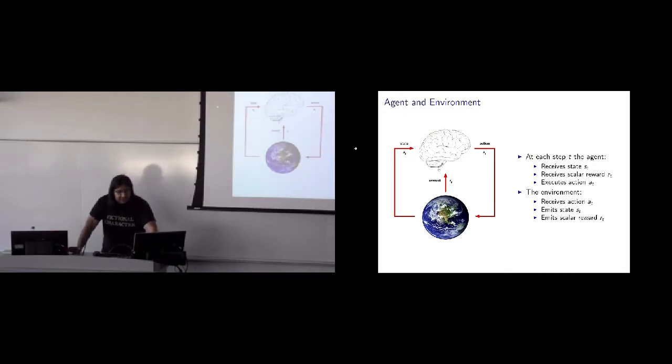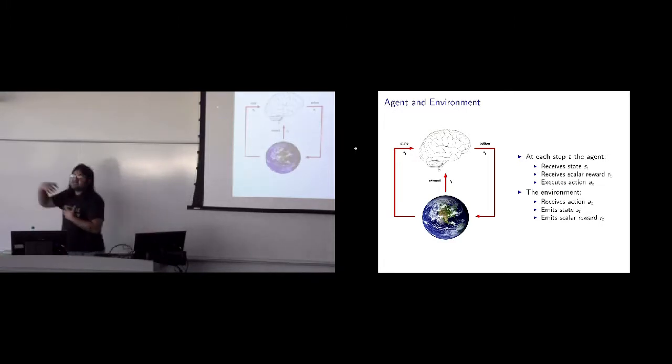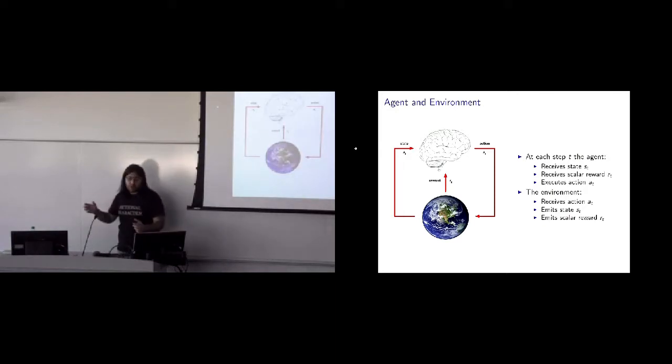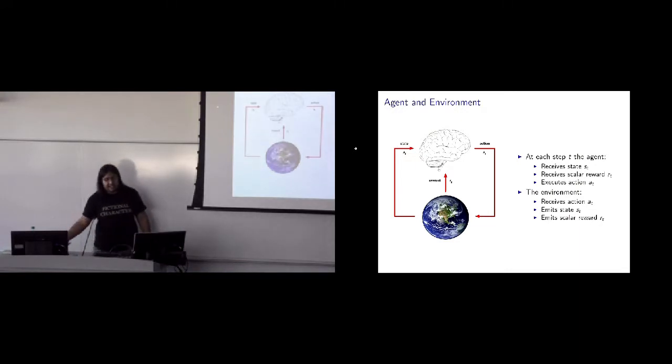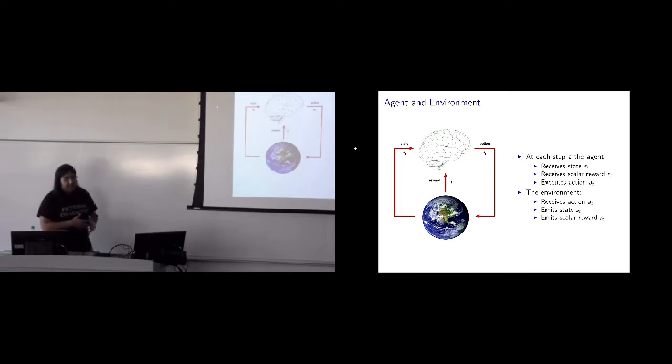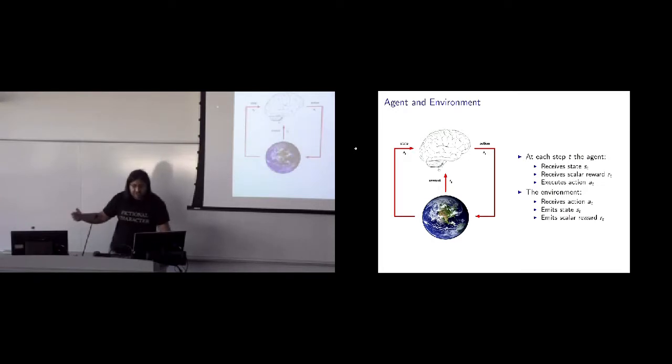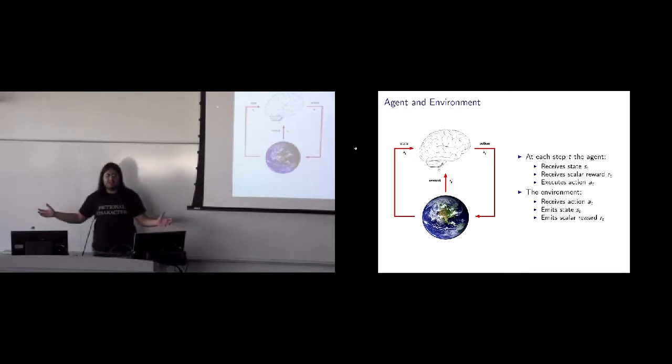We know that in RL, there's an agent and there's an environment. At each step T, the agent receives a state ST, observes a state ST, sometimes fully, sometimes with noise or an incomplete view of the state, receives a scalar reward RT, and executes an action AT. The environment receives the action AT, emits state ST, which means that it changes its state according to the action that it received and the internal dynamics of the environment, and emits the scalar reward RT. This is the model of the universe in the realm of RL.